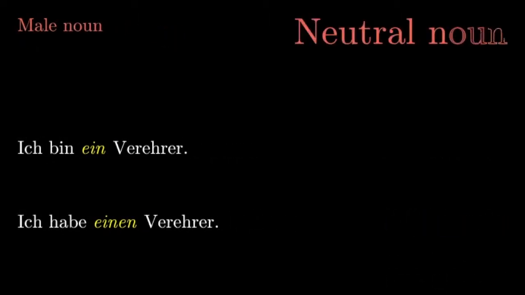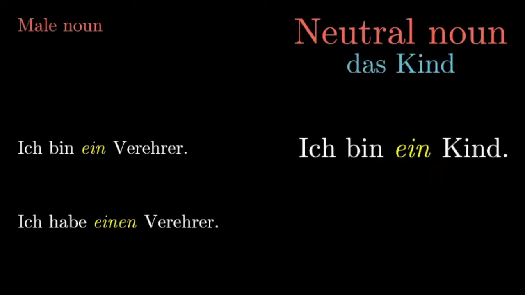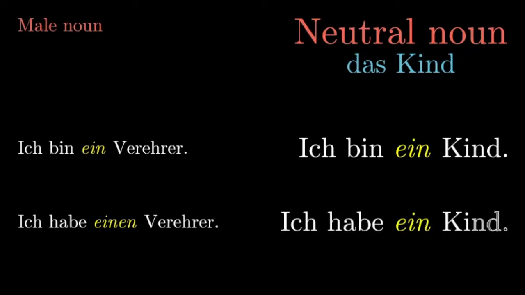What happens in the case if you have a neutral noun in your sentence? Let's take das Kind, the child. I am a child. Ich bin ein Kind. That is the nominative case. In the accusative case, however, you say, I have a child. Ich habe ein Kind. Can you see the difference to the male noun in the accusative?